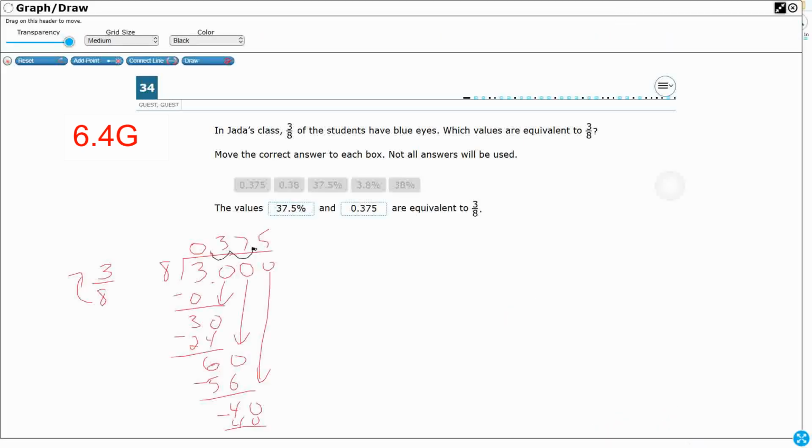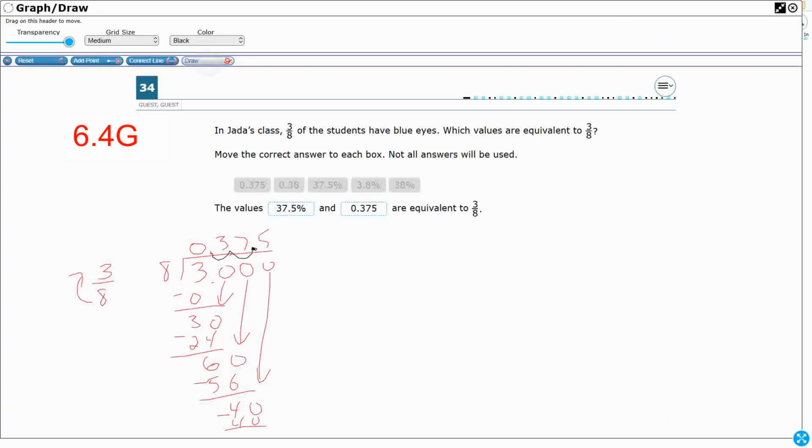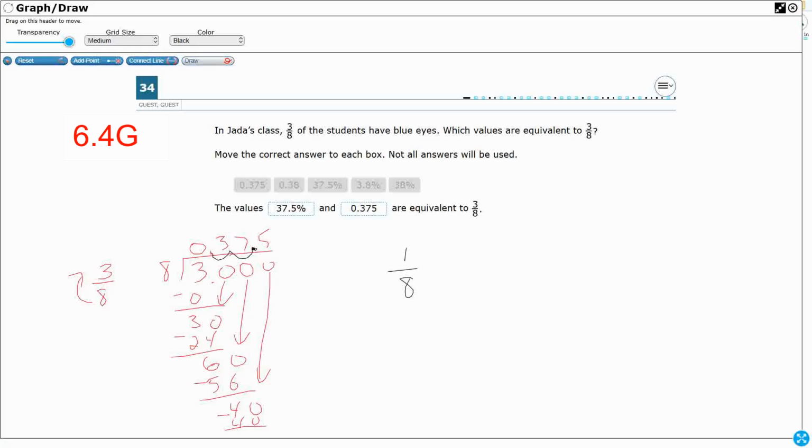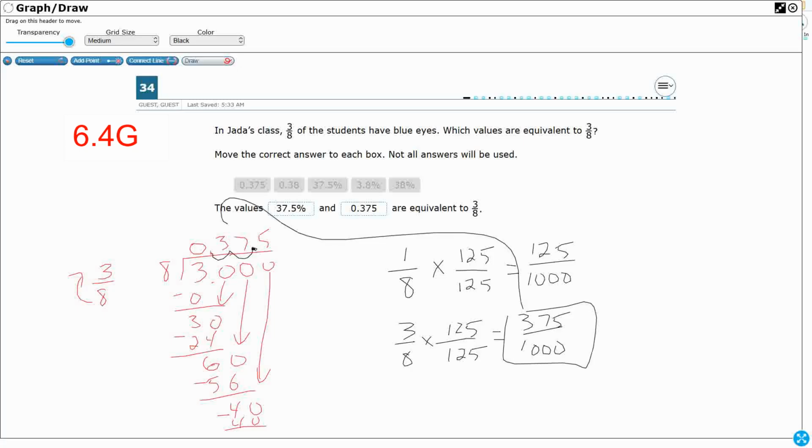37.5%. Now, if you don't want to divide all that, we do know that if you multiply eighths by 125, you're going to get thousandths. Okay? So if we were to multiply 3/8, that's just something to keep in the back of your mind. If you multiply eighths by 125, you're going to get 1,000. That's going to get 375 thousandths, which is exactly what I got right there, 375,000. So eighths go with 125.